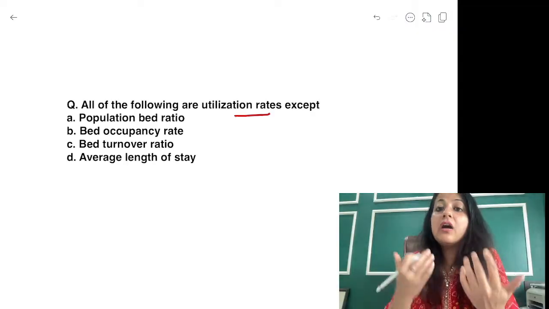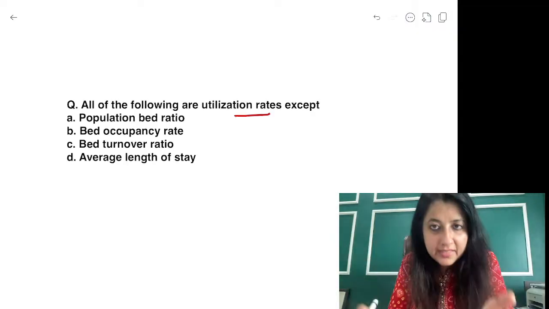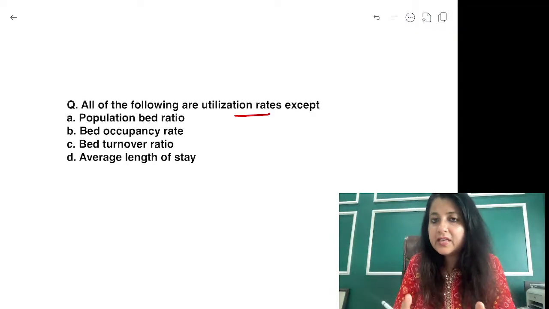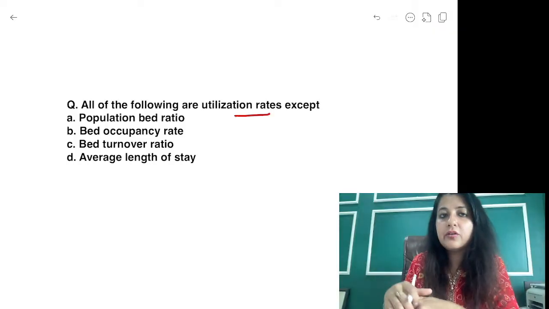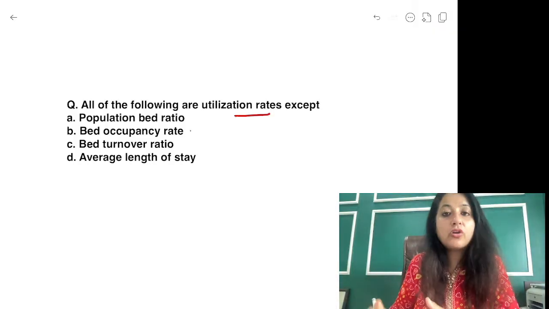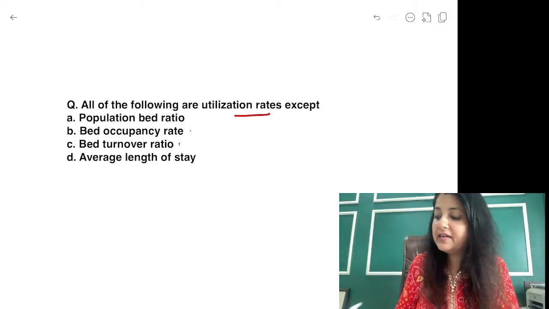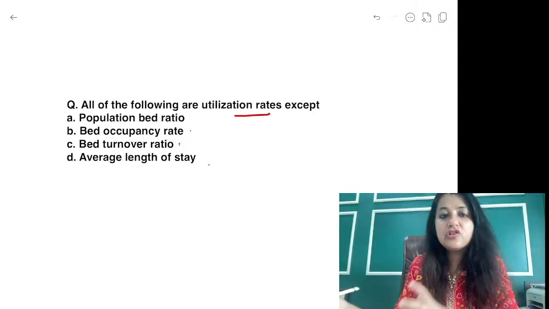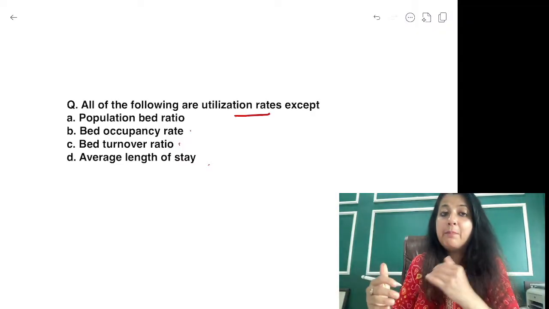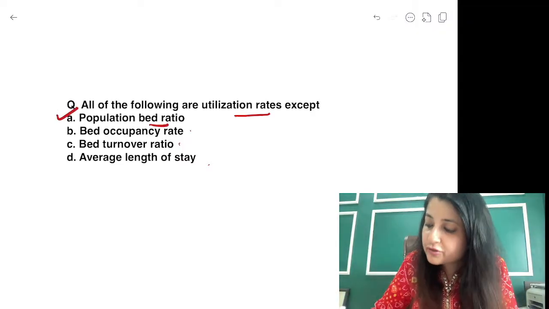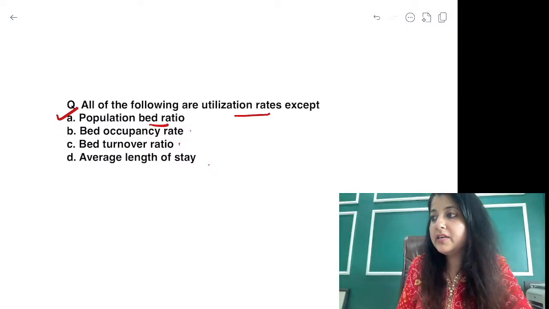Healthcare delivery that we are giving, that the government is giving. Alright, utilization is something that we are utilizing. How many bed occupancy rates in the hospital, what is the bed turnover rate, what is the average length of stay. Okay. But population bed ratio, this is something that the government is giving us.